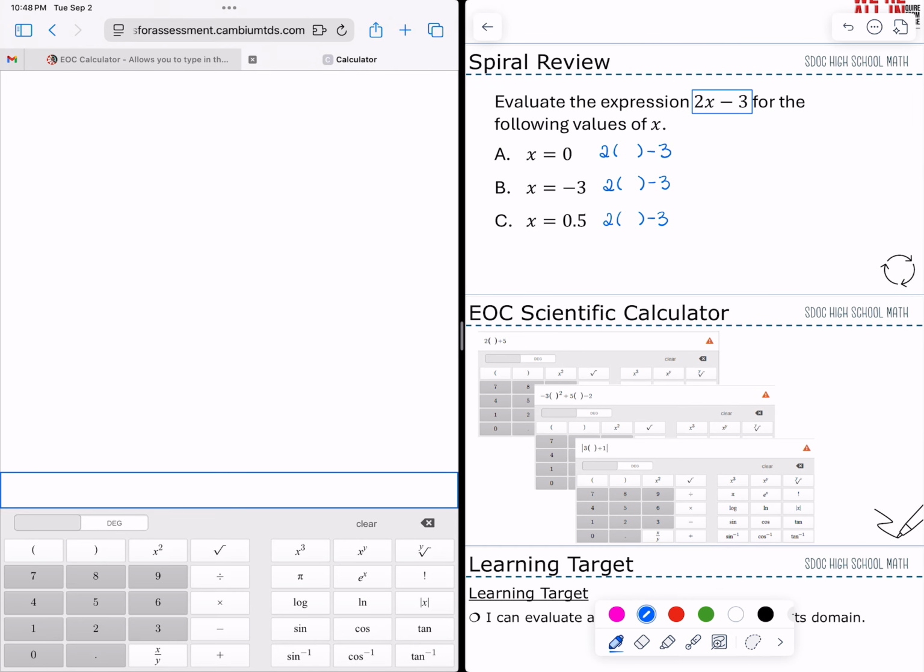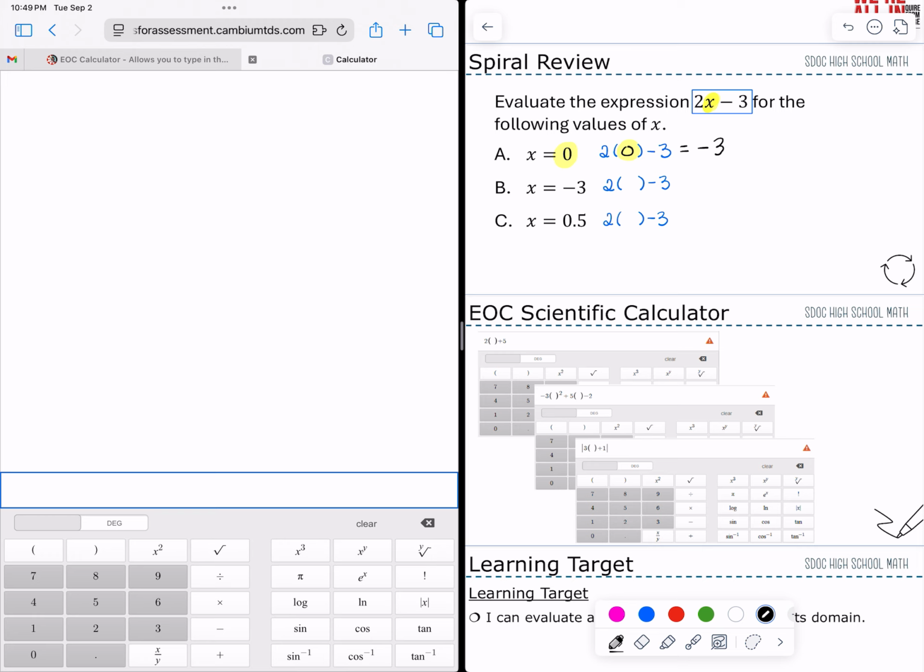Right up here, they say evaluate the expression 2x minus 3. Instead of x, we're going to replace that x with an open set of parentheses. In that set of parentheses, I'm going to substitute in whatever they tell me x equals. They're saying x equals 0, so we're going to put 0 here. So 2 times 0 minus 3 gives me negative 3.